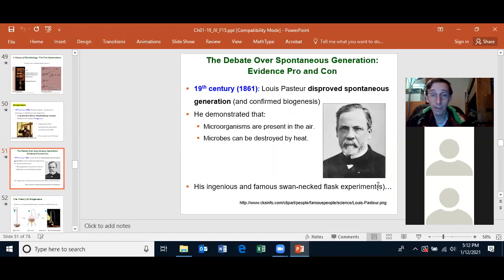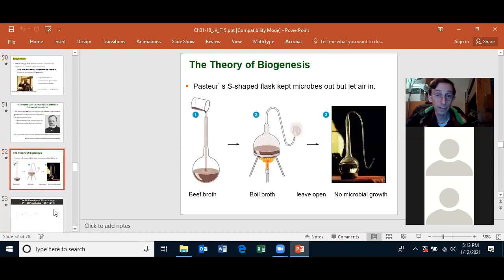He demonstrated that microorganisms are present in the air, and that they can fall into things and then grow, and that microbes can be destroyed by heat. And therefore he was able to sterilize media by heat, and then if you cap it, you could have sterile media. And then he also made the ingenious swan-necked flask and did an experiment which disproved spontaneous generation.